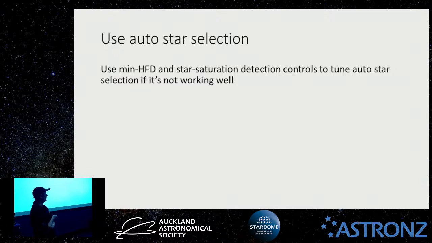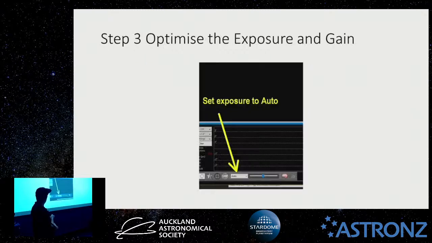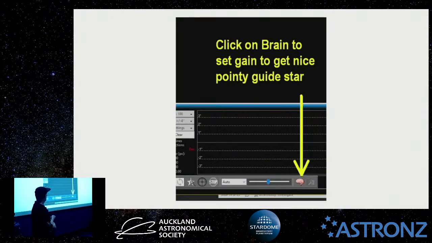Use auto star selection. Let PHD2 choose its own guide star and it'll do the best job. Don't you try to choose one. Set initially exposure to auto and let PHD2 choose auto exposure. Click on the brain to get nice pointy stars.